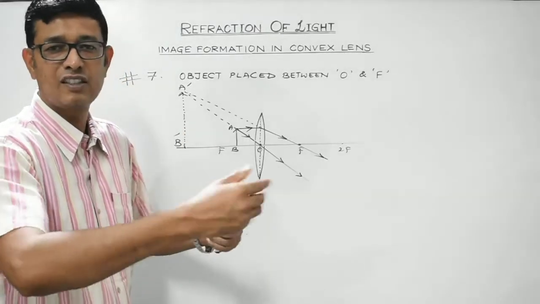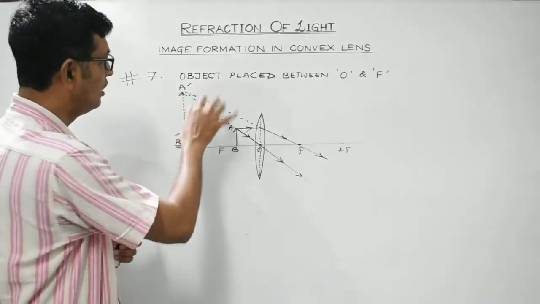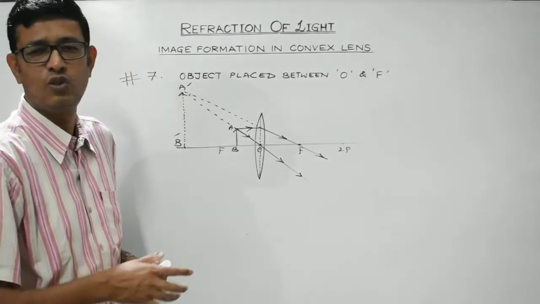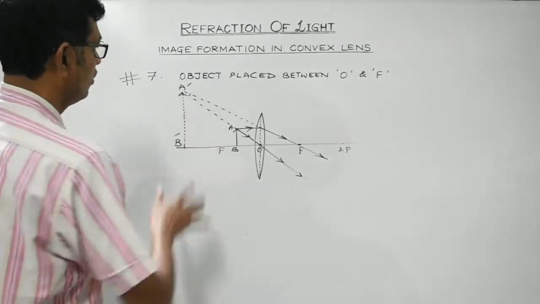For all the other cases, the nature of the image obtained is always real. This is the only exceptional case. This is the only case where the nature of the image obtained is virtual. Right? So this is it.